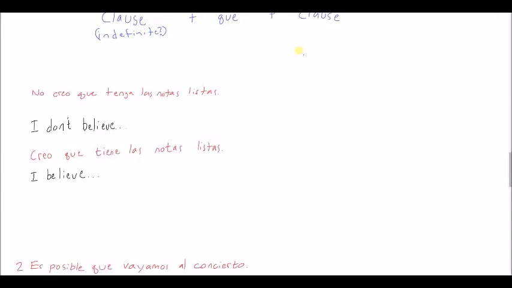No creo que tenga las notas listas, which means I don't believe that he has the grades ready, and creo que tiene las notas listas. I believe he has the grades ready. We'll see that in the first example, he's using the subjunctive.